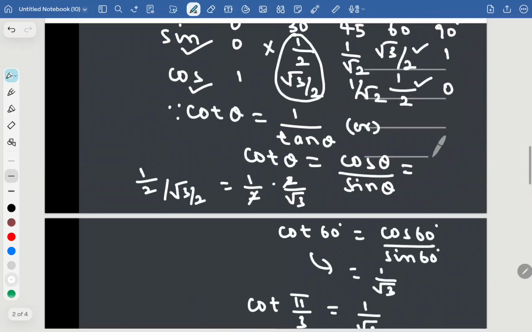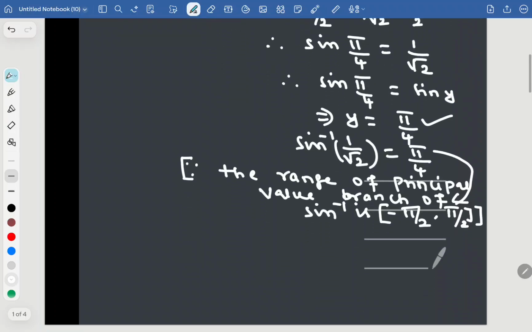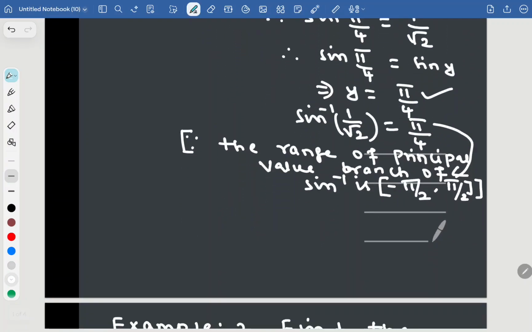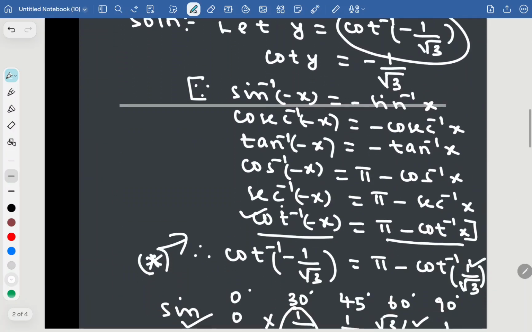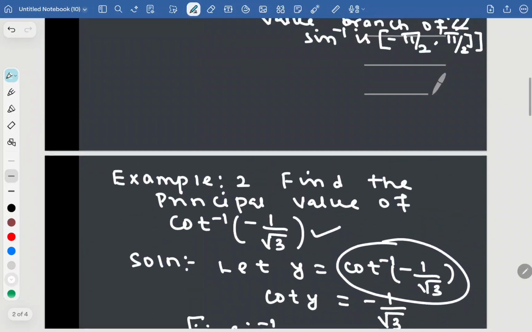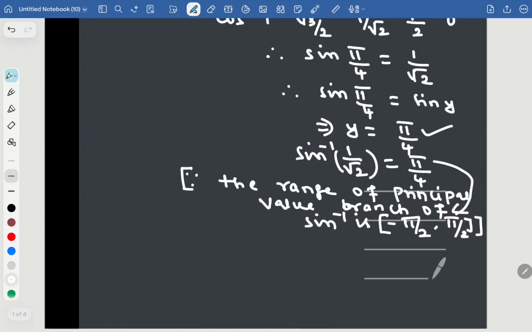In this video, I have discussed two examples, one based on sin inverse, second one based on cot inverse. For both the problems, one must know the principal value branch. For sin inverse, closed minus pi by 2 comma pi by 2. For cot inverse, open 0 comma pi. As well as one must know the trigonometry table of all 6 functions: sine, cos, cosecant, secant, tan and cot. If you know everything, it will be very easy to find the principal value branch.